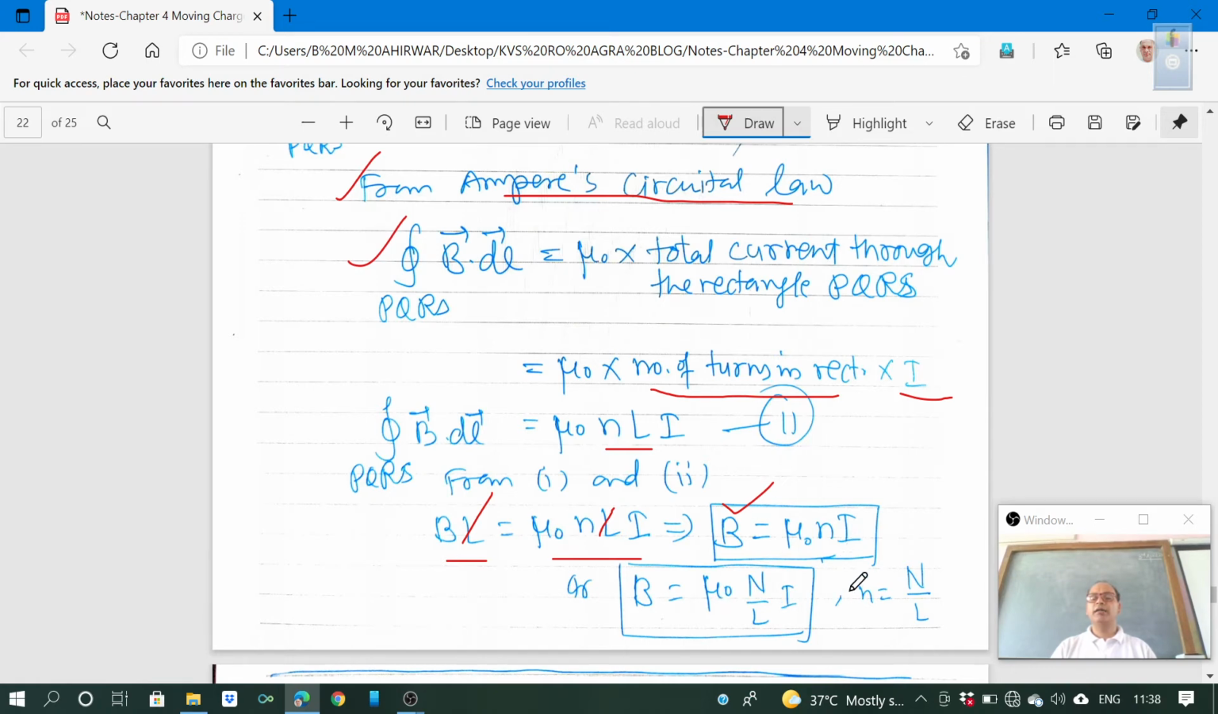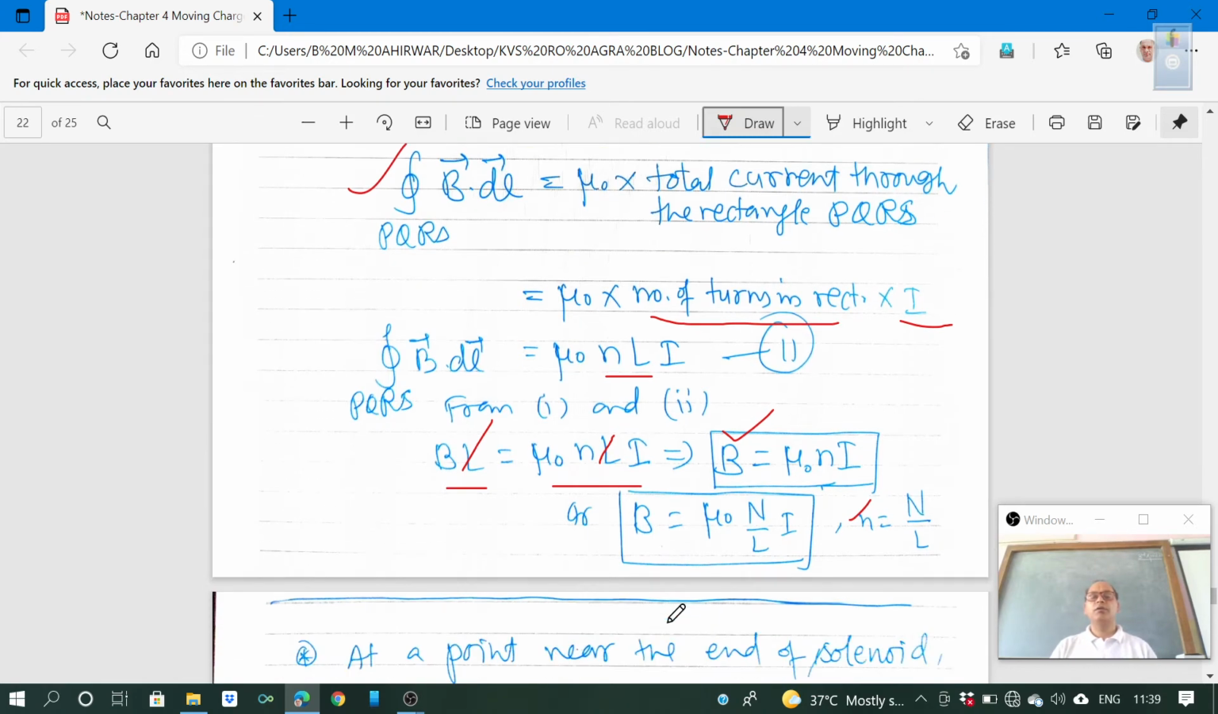We can say the total magnetic field in the interior of the solenoid is mu naught times small n I, where small n is the number of turns per unit length, which can be written in another form as B equal to mu naught capital N upon L into I. So we can say the magnetic field in the interior of the solenoid is directly proportional to the current and to the number of turns, whereas if the length is increased, the magnetic field decreases.